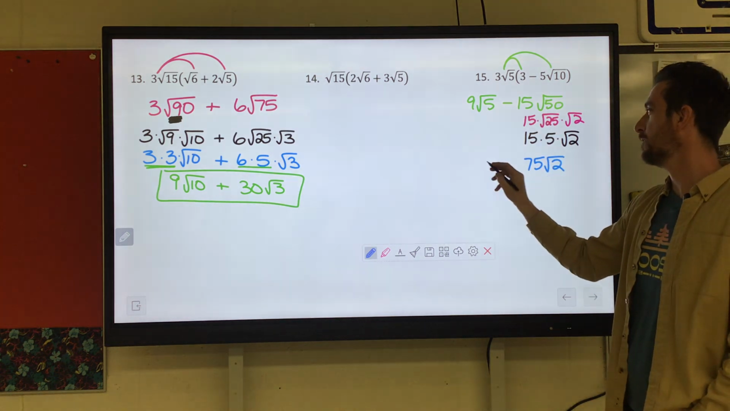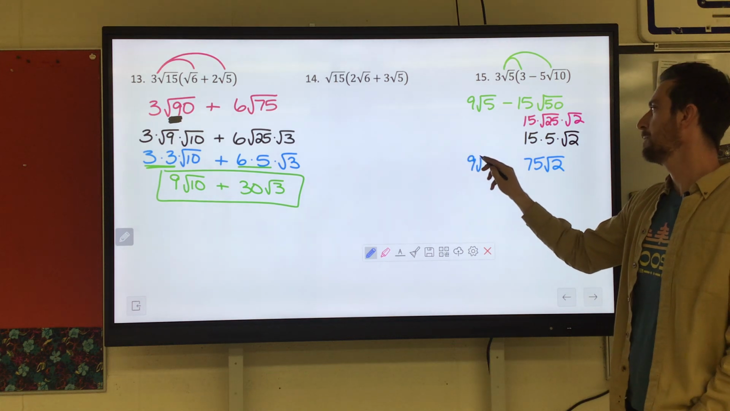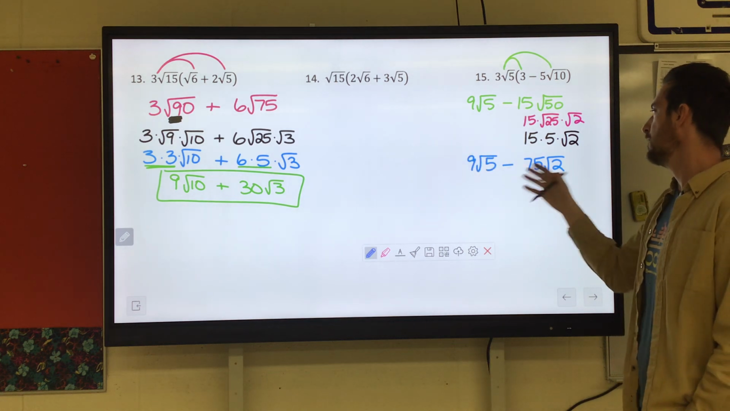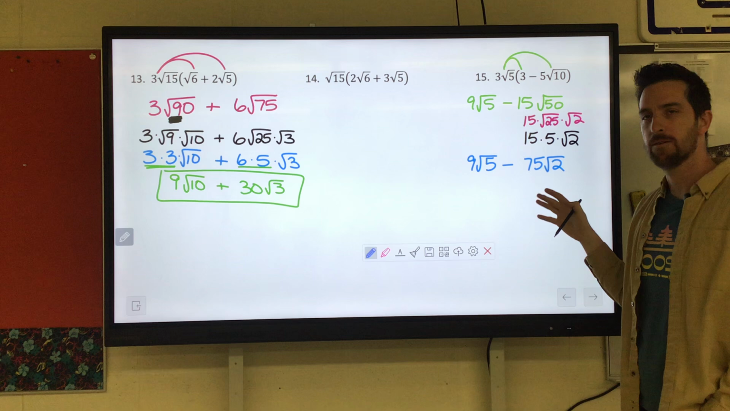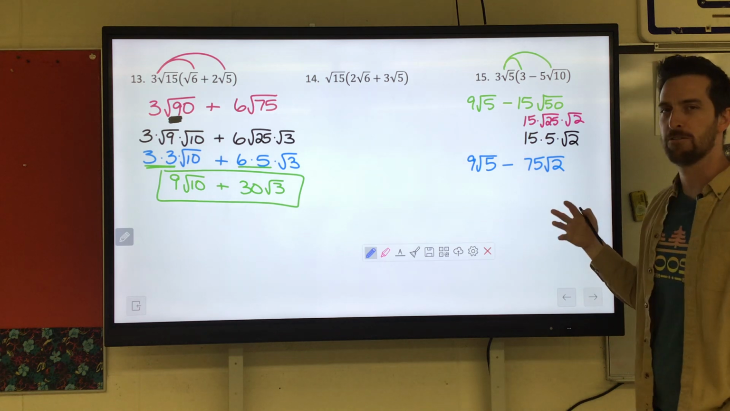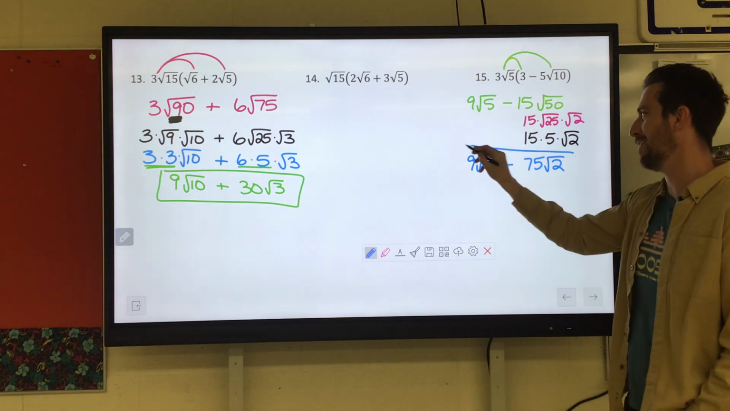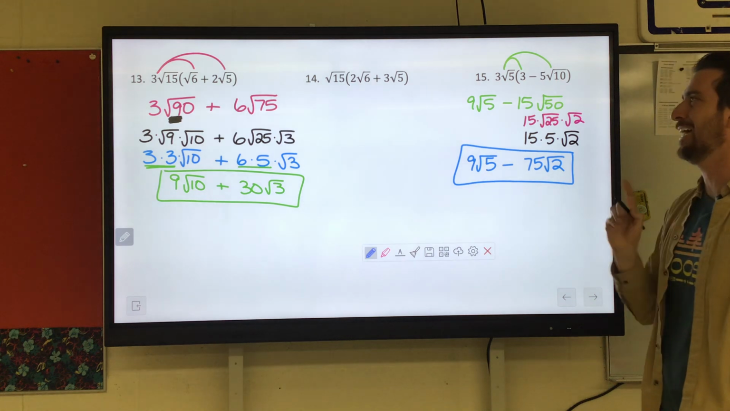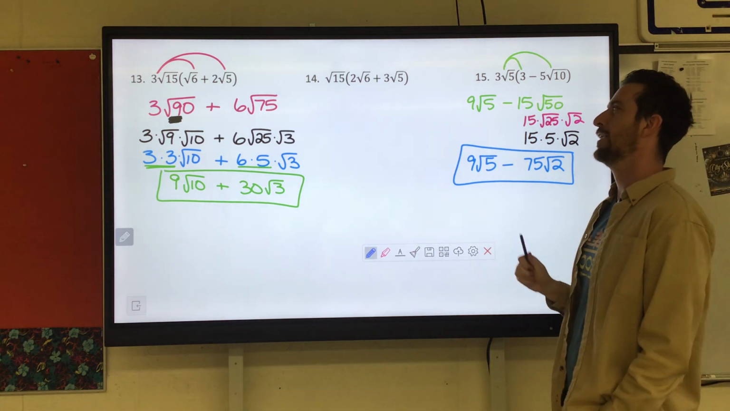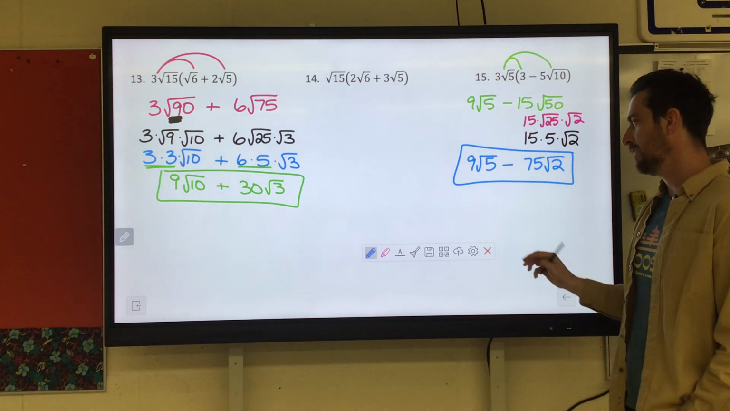We'll bring down the other stuff. 9 root 5 minus 75 root 2. Now they have different numbers in the radicals. We've taken out all the perfect squares, so we're all done. But we're not done having fun, because we're ready to go to number 15.